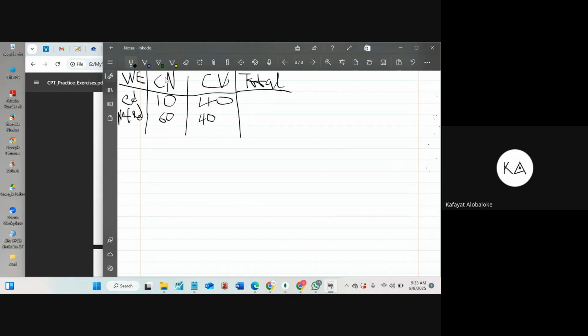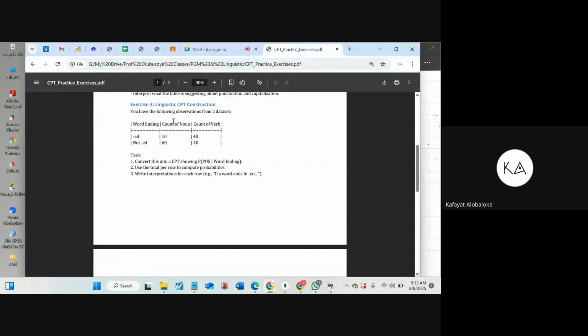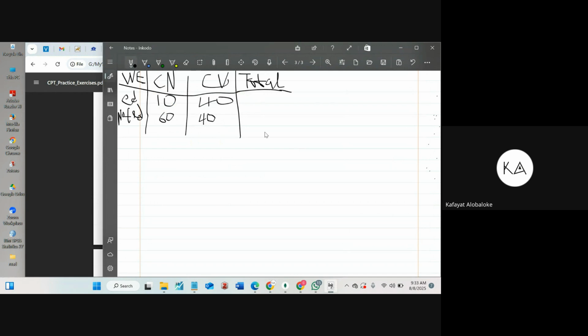This is count. It's obvious. They already told us that this is a count, not probabilities. So do you get it to that stage? Yes, I do. Thank you. In order for us to now convert this to a conditional probability table, we need probability values, not counts, right? How do we then convert this count to probability values?